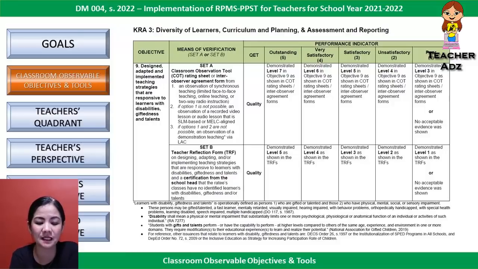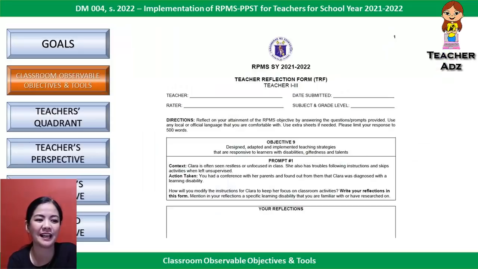Okay, so, syempre, si principal, si school head, alam niya kung merong mga ganyang learners sa ating mga klase. Kasi, meron tayong LIS, di ba chine-check dyan yung mga SPED learners at saka yung mga iba't ibang types of learners pa. Okay, so, kung meron kayong learners na tagged as SPED, i-rate kayo sa objective na yan. Pero kung wala, TRF ang inyong gagamitin. At merong certificate ni school head na certification ni school head na kayo ay wala talagang ganong hinahawakan sa inyong klase. Teacher Ads, ano naman yung TRF na yan?